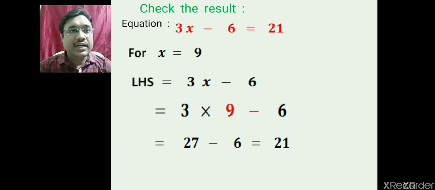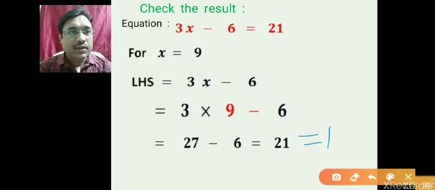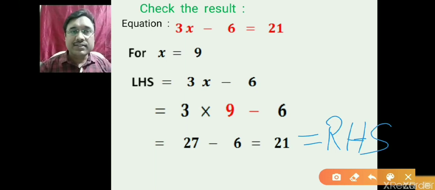So we can see that it is equal to the RHS. That means x equals 9 is satisfying the given equation 3x minus 6 equals 21. That means it is the solution of the given linear equation in one variable, because here only one variable we are using, that is x. So this x equals 9 is the solution of this equation.